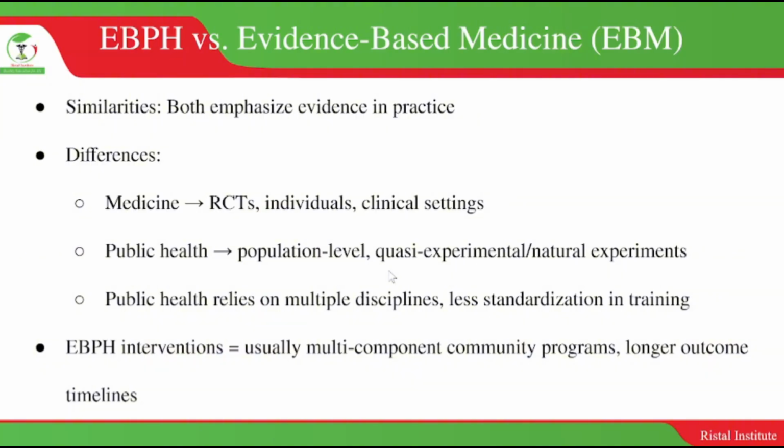So instead of carrying out randomized control trials, we carry out what we call quasi-experimental studies, or what we term community trials or field trials, or sometimes natural experiments. These are the ones commonly done in the setting of public health because they are population-based. And public health as a discipline also relies on other disciplines.